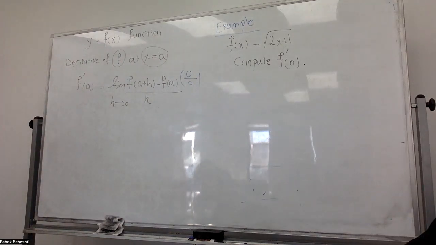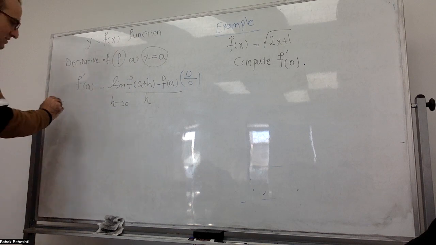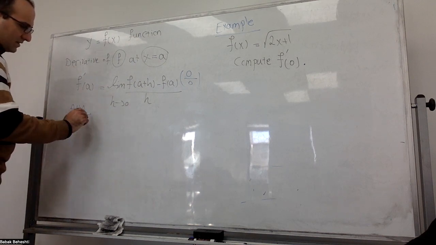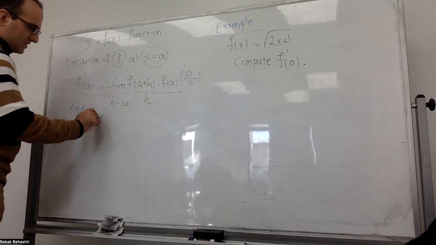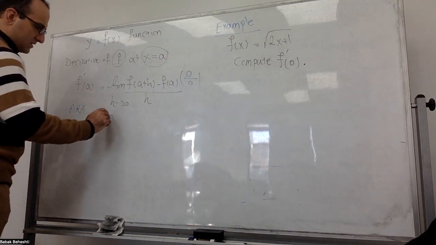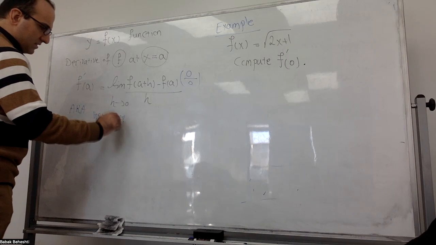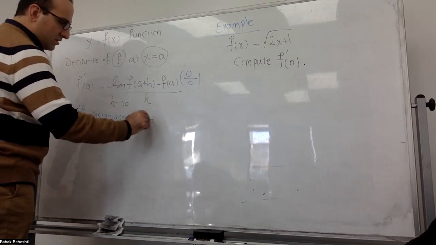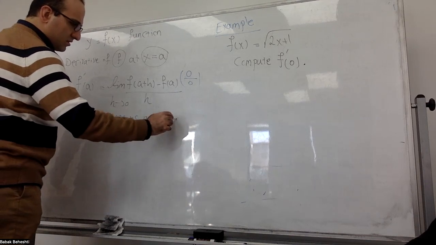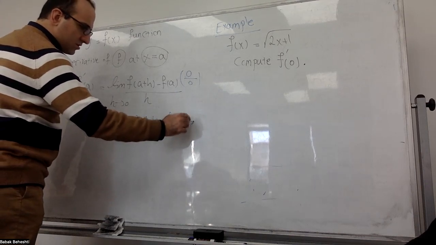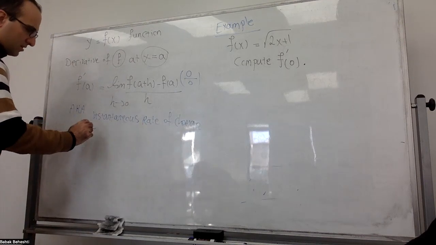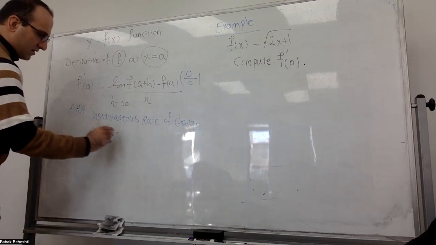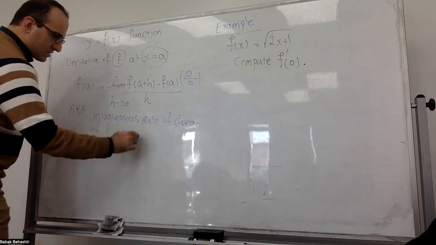So we also call this expression the instantaneous rate of change of function f at point a. So remember this. Can you write it down? Yes. So this is also known as the instantaneous rate of change of f at x equal to a.